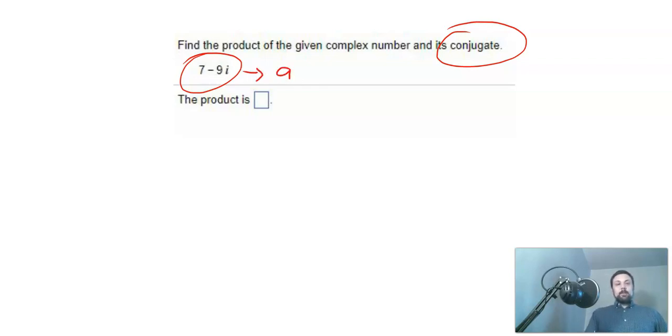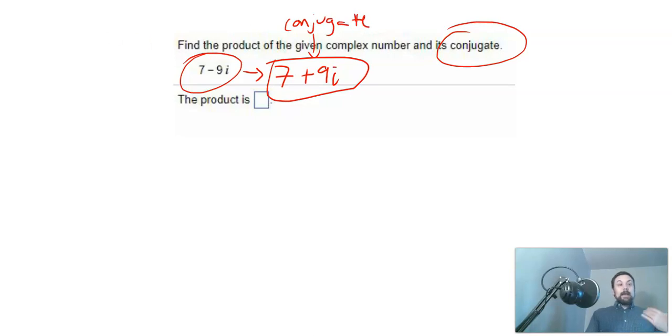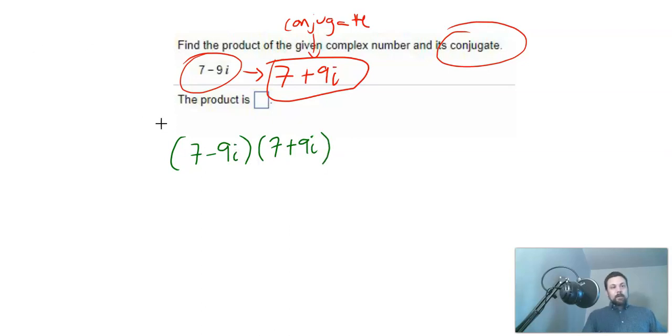Oh, I'm jumping ahead of myself here. It's 7 plus 9i. So this would be the conjugate. And then we want to multiply those together, and I think they just want you to see that indeed, when you multiply two conjugates together, the imaginary component will just disappear.